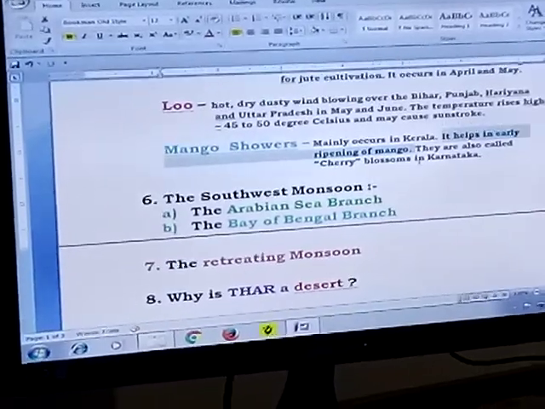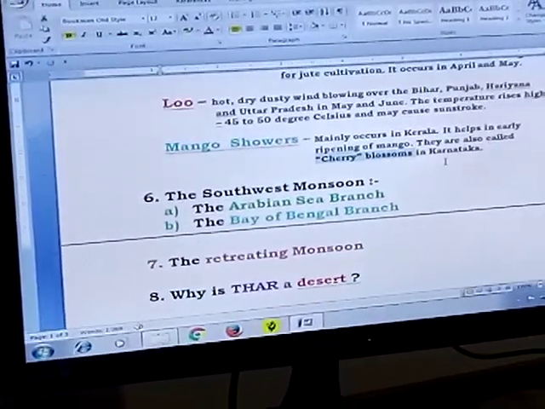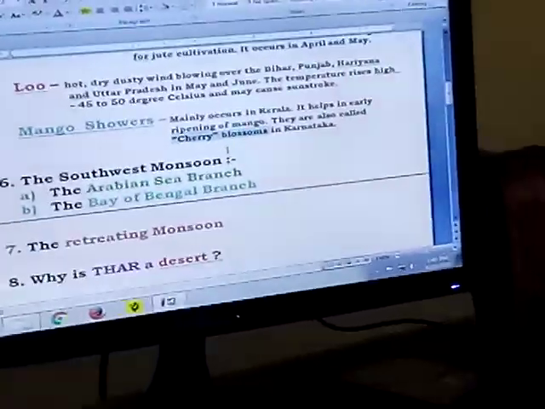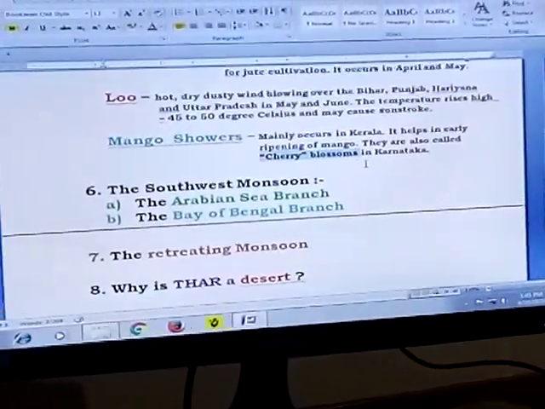They are also called by different names, called the cherry blossoms in Karnataka. So the same mango showers have got another name called cherry blossoms in Karnataka.